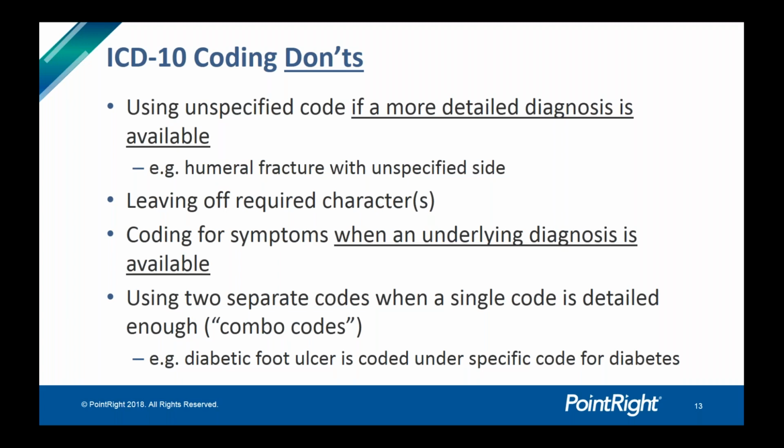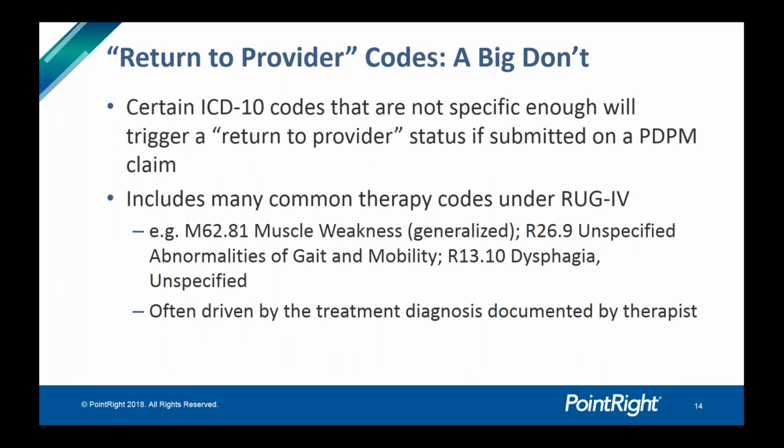And there are these things called combo codes, speaking of diabetes. There are two separate codes for something like an ulcer and something like diabetes. But if it's a diabetic foot ulcer, there is one single combo code that you would select to describe a diabetic foot ulcer under the coding set for diabetes. So it's very, very detailed, but you can also get really right to the point.